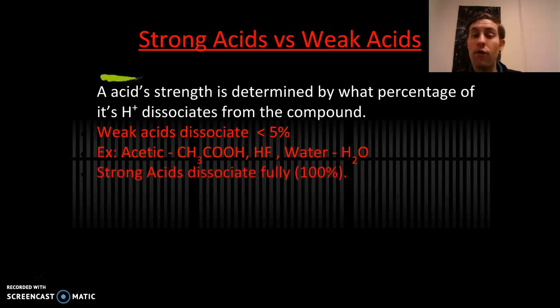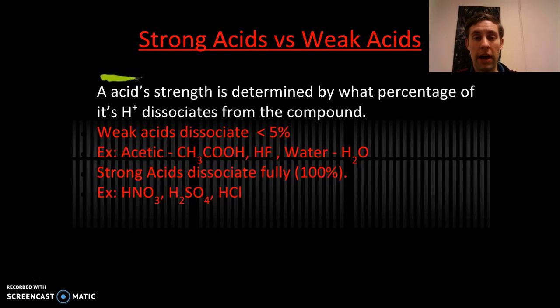Strong acids fully dissociate. Every single H in there disconnects from the rest of the molecule. So HNO3, all the H's disconnect from the NO3s. H2SO4, the H's come off all the time. HCl, all the H's and all the Cl's separate when they're in water, 100% of them.